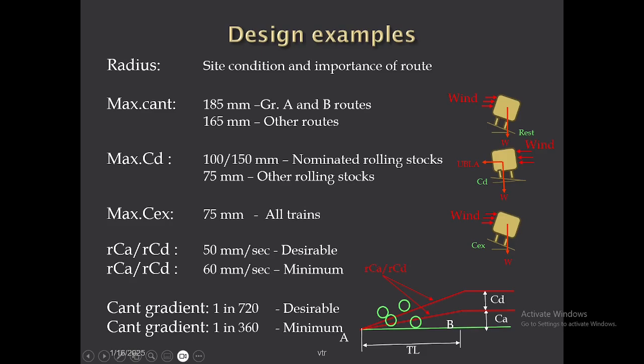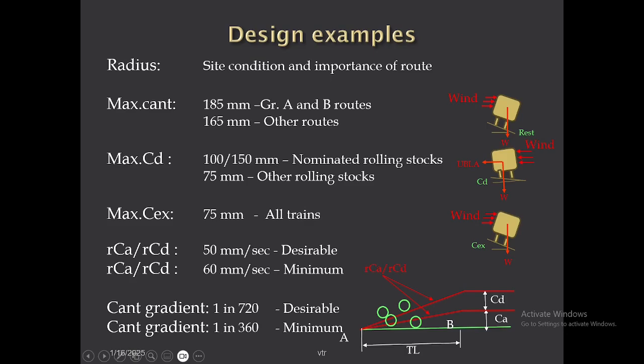The desirable rate of change of cant efficiency is 50 mm per second, and the maximum we are permitting is up to 60 mm per second. That means to get a minimum length of transition, in case of space constraint, we go to the upper limit. Similarly, in case of cant gradient, the desirable is 1 in 720 and the steepest we permit is 1 in 360 in order to get the minimum length of transition. So these things you have to keep in mind first while deciding the length of transition.